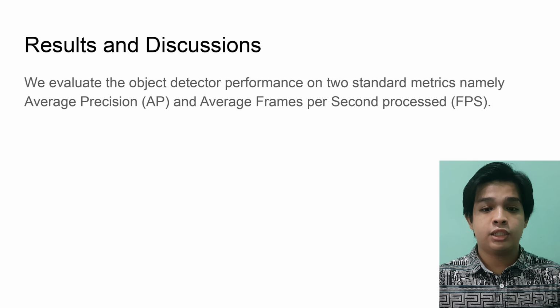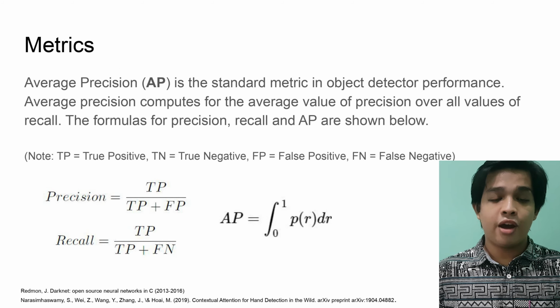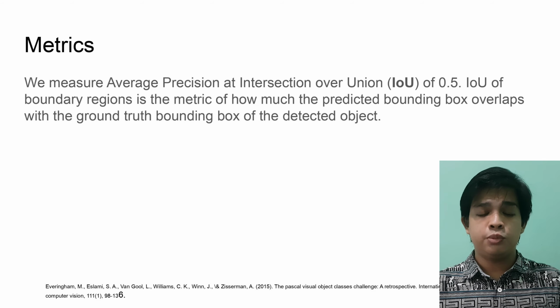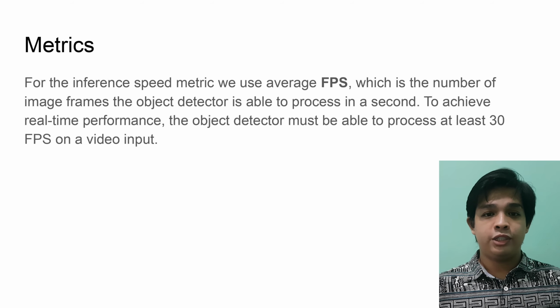We evaluate the object detector performance on two standard metrics, namely average precision and average frames per second. Average precision, or AP, is regarded as the standard metric in object detector performance. We measure average precision at intersection over union, or IOU, of 0.5. For the inference speed metric, we use average FPS.